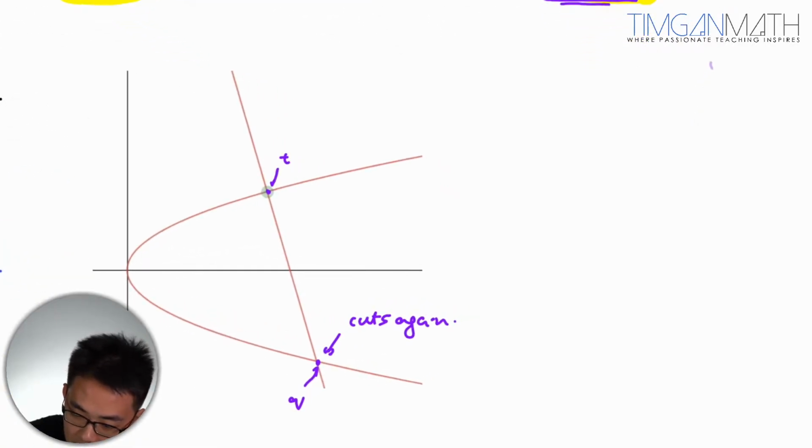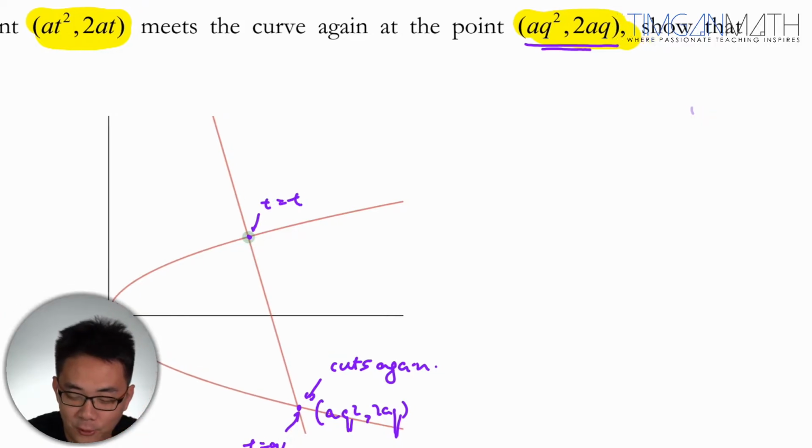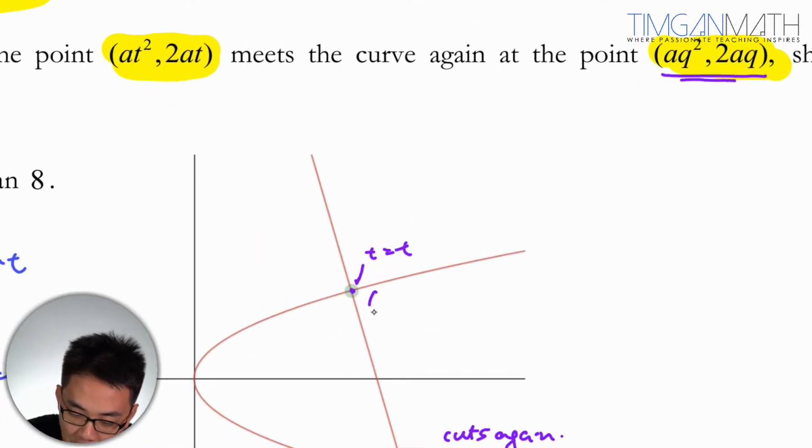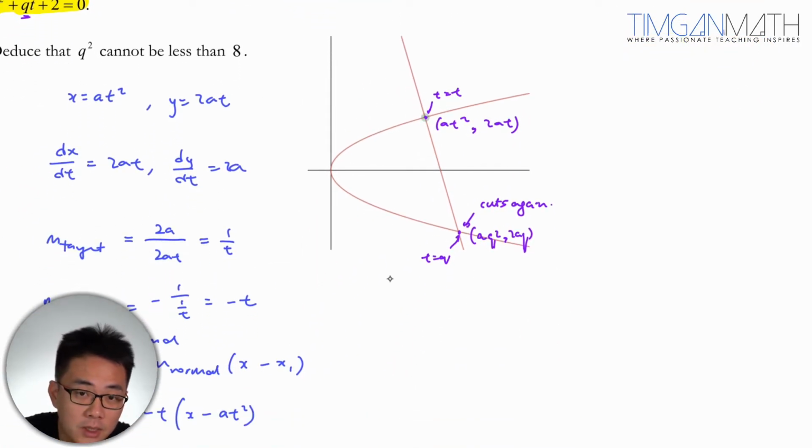Okay, so this is (aq², 2aq). The parameter here is t equals q, obviously. Now, I don't really like how they label it, because of this t equals t. If you want to know this point here, the parameter is t itself. It's quite confusing if they use the term t again, but anyway, this is t equals t and this is t equals q.